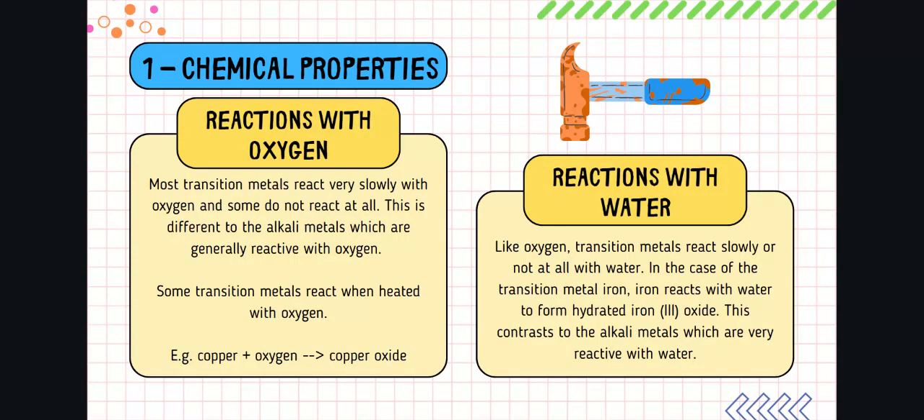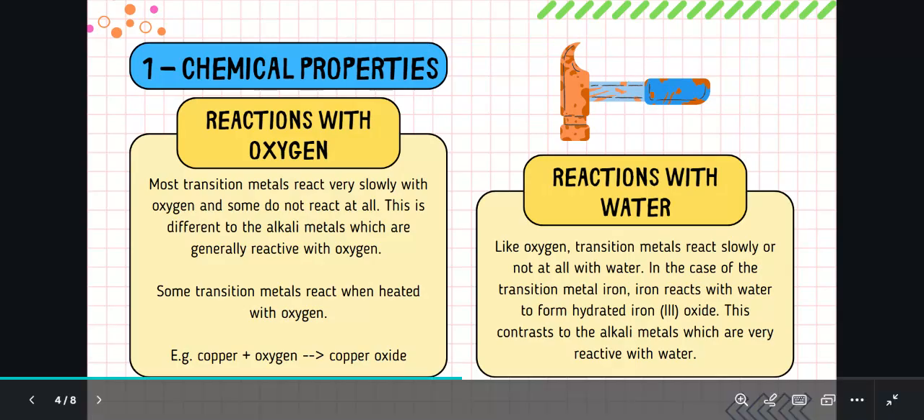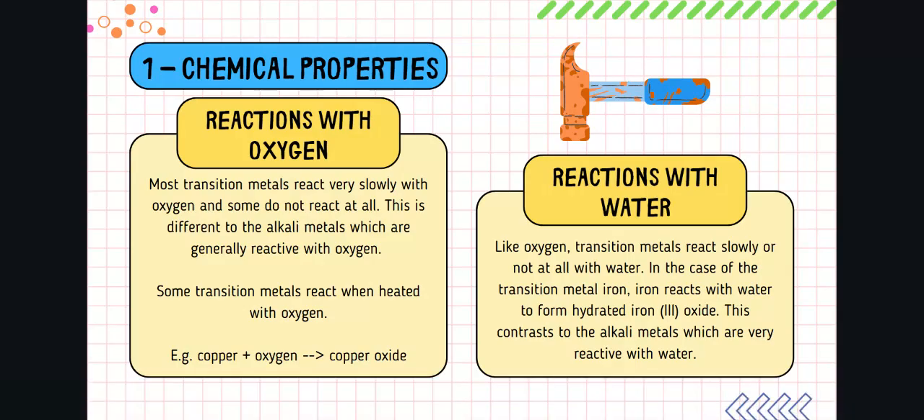An example is copper plus oxygen equals copper oxide, just like alkali metals create ionic oxides. Now that we've learned the reactions with oxygen, let's learn the reactions with water. Like with oxygen, the transition metals react slowly, or sometimes not at all, with water. In the case of iron, it reacts pretty fast, in contrast to alkali metals, which are mid-reactive with water, because they're different metals and have different chemical properties. But iron reacts pretty fast, causing rust.